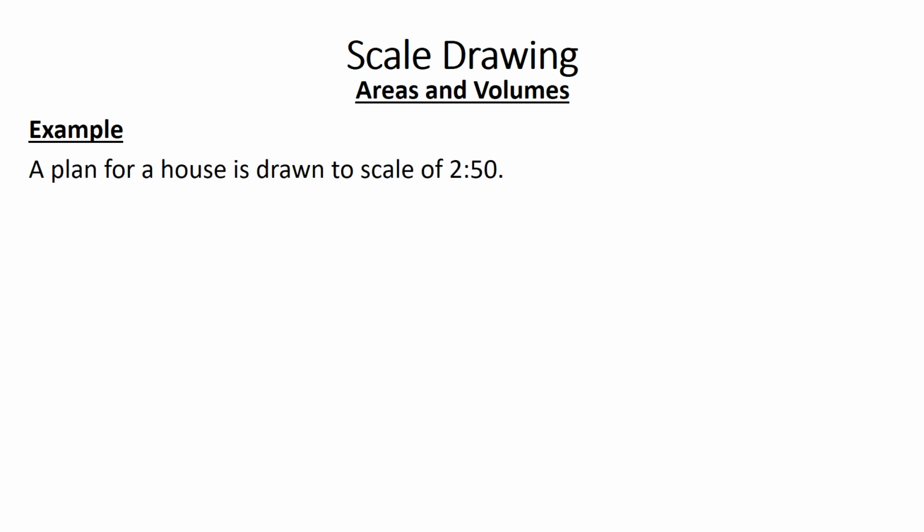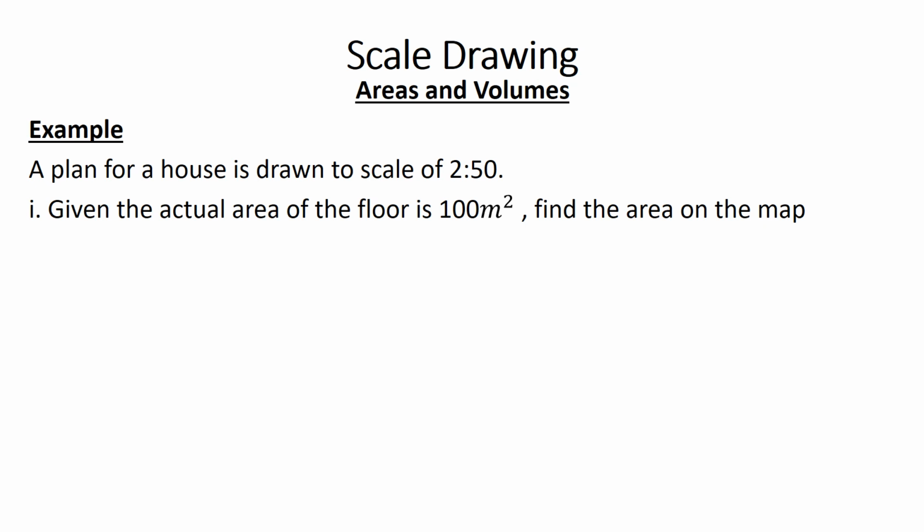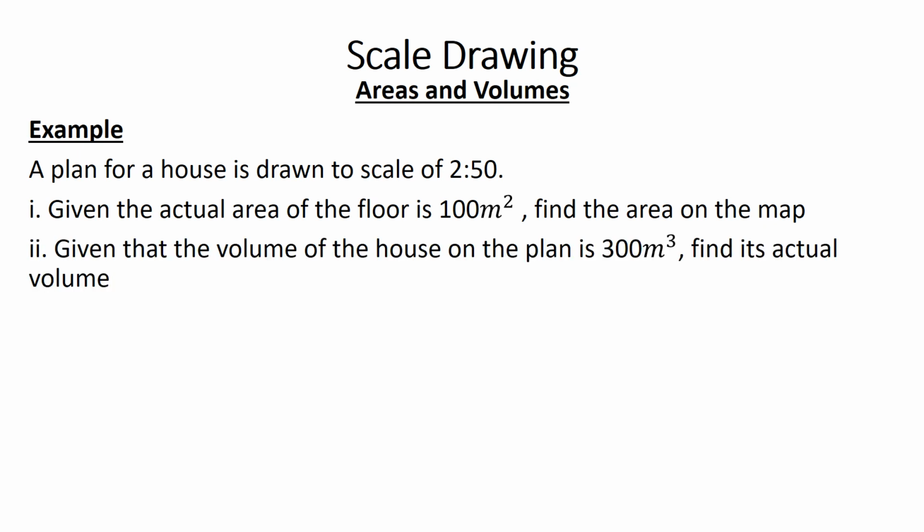So let's take a look at an example. A plan for a house is drawn to a scale of 2 to 50. Given that the actual area of the floor is 100 meters squared, find the area on the map. The second question says, given that the volume of the house on the plan is 300 meters cubed, find its actual volume.